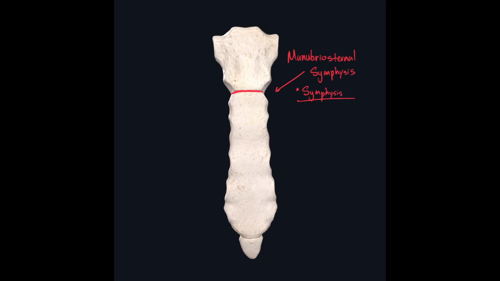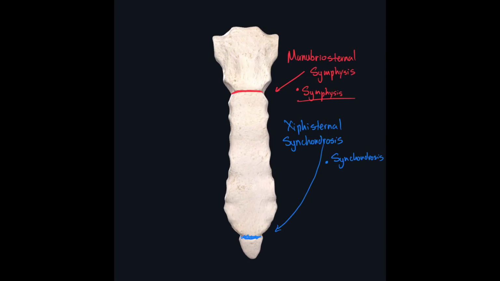The joint located between the body of the sternum and the xiphoid process of the sternum is called the xiphosternal synchondrosis. The classification for this joint is synchondrosis. Remembering the names of these joints can be difficult because they both have an S for the second part of the name. The first joint being the manubriosternal symphysis and the xiphosternal synchondrosis.